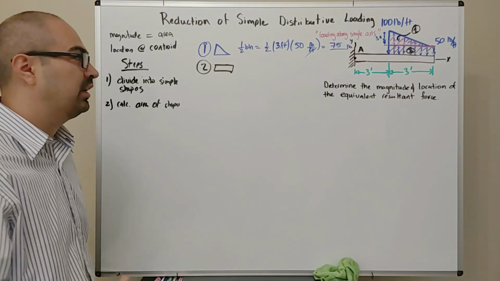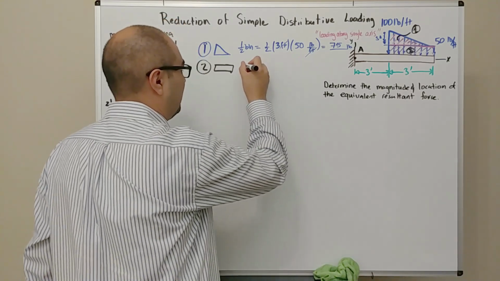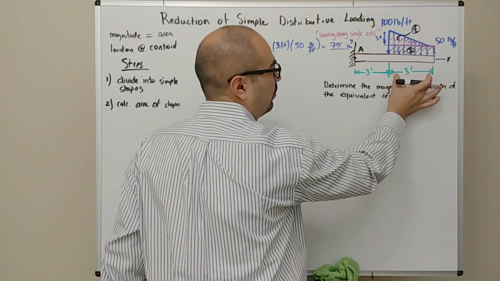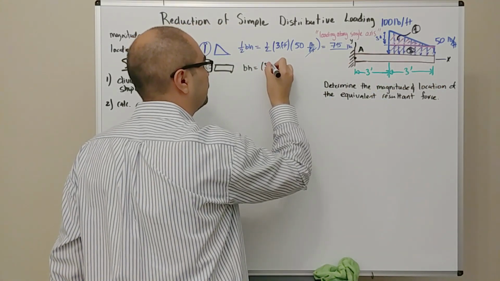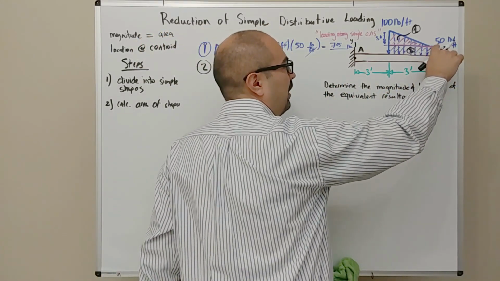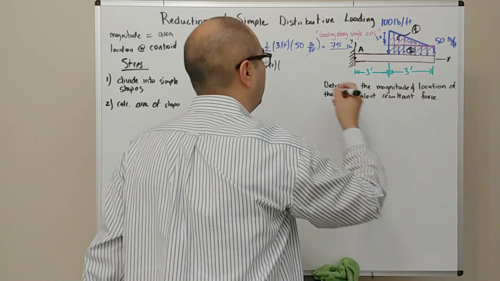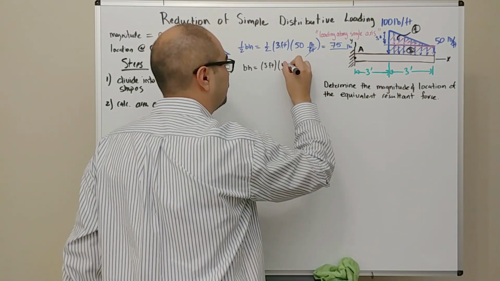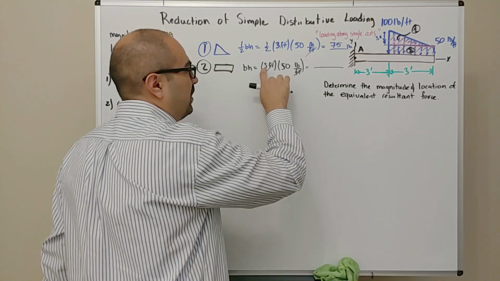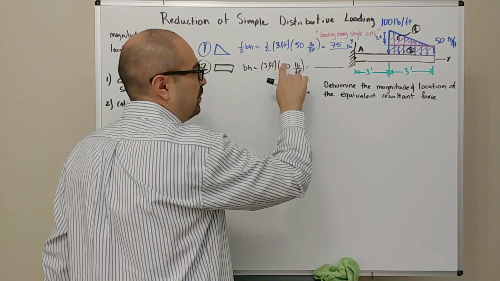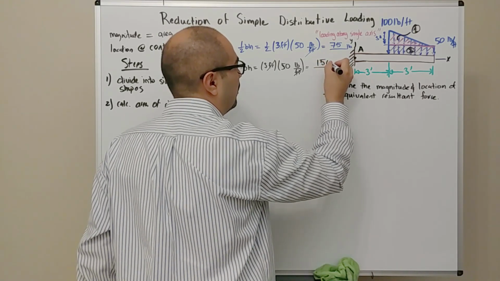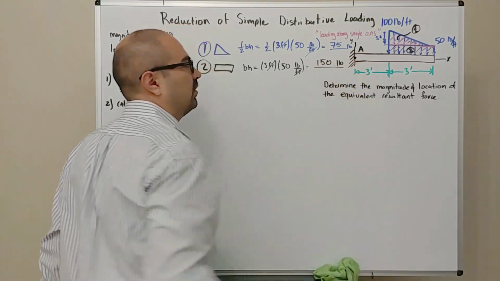So now let's calculate the area of the rectangle. The area of the rectangle is just base times height. So the base of the rectangle is 3 feet. What is the height of the rectangle? Well, the height, we grab it from this point over here, which is 50 pounds per foot. And so what we have is 3 times 50, which is 150, and it's going to have units of pounds.